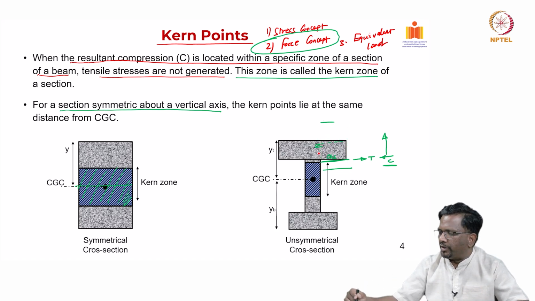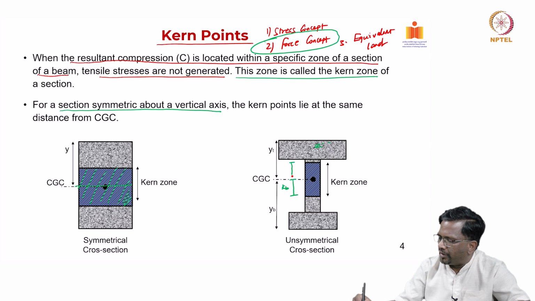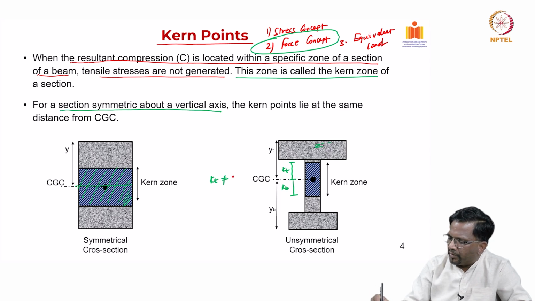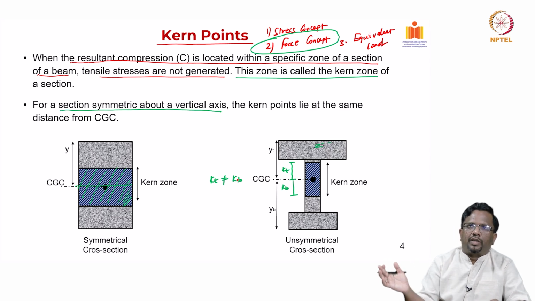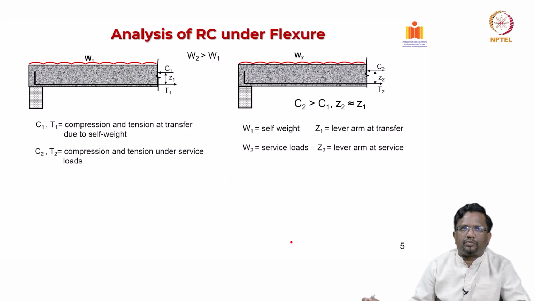Now, for example, if you look at this I section or an unsymmetrical cross section, you will find that this zone, which is KB here and this is KT, will be different. So, KT will not be equal to KB. Whichever region has the higher area, for example, here the top flange is having more area than the bottom flange, so KT is expected to be higher than KB, right. So, this is for a symmetrical cross section and this is for an unsymmetrical cross section. Okay.